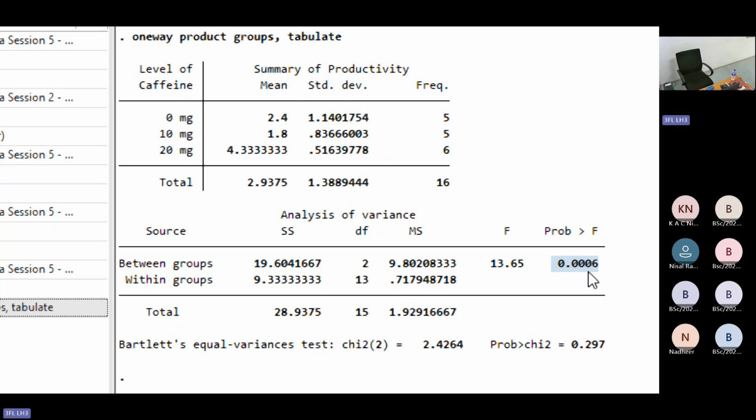Is this value less than 0.05? Yes, well below 0.05. So in that case, what's your conclusion? Reject the null. That means the conclusion should be overall. We don't know what is different from what. Overall, it says there is a difference. So that's why I have given a conclusion like this.